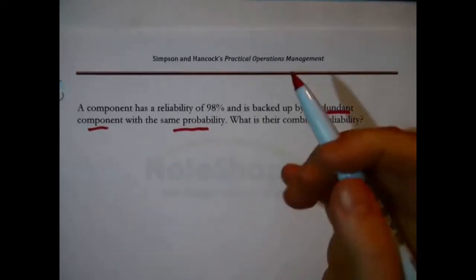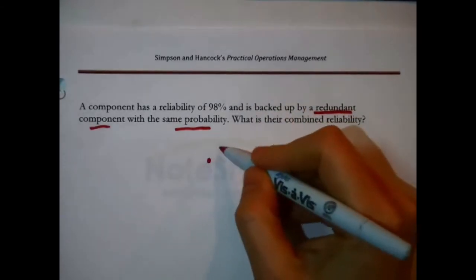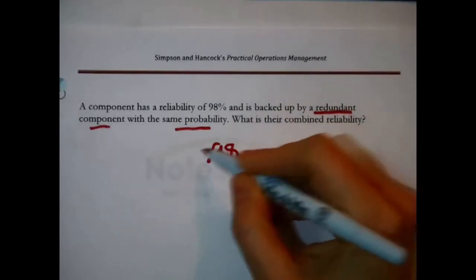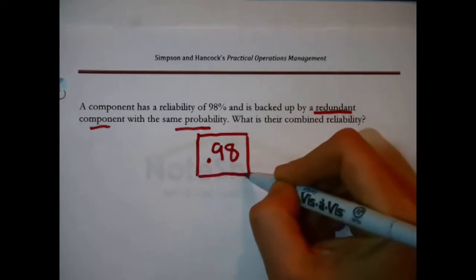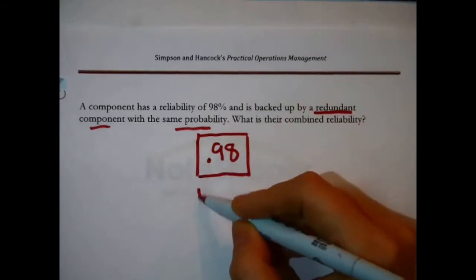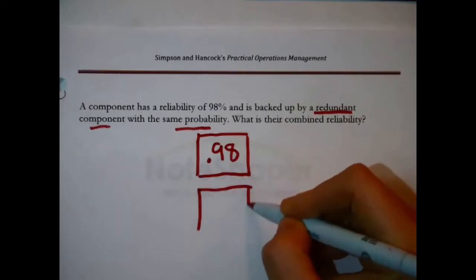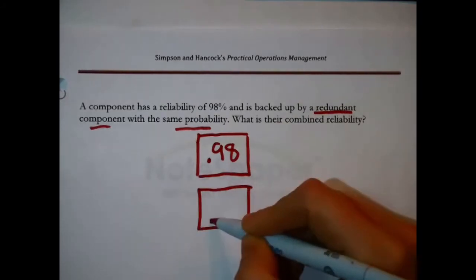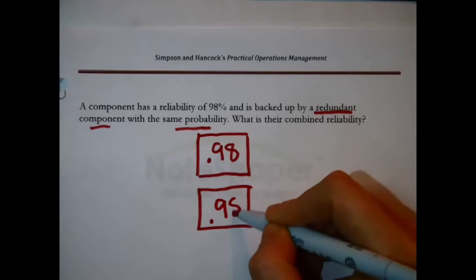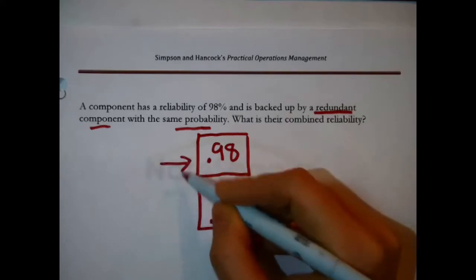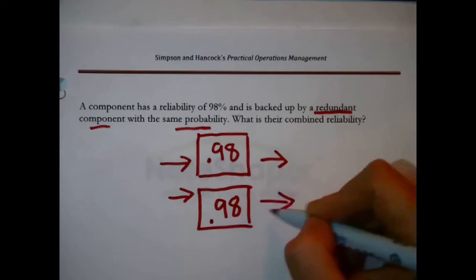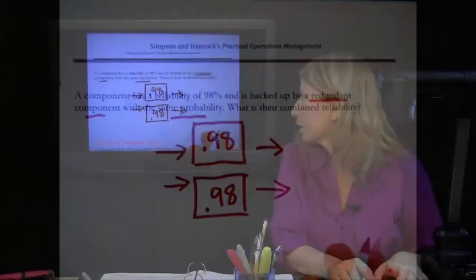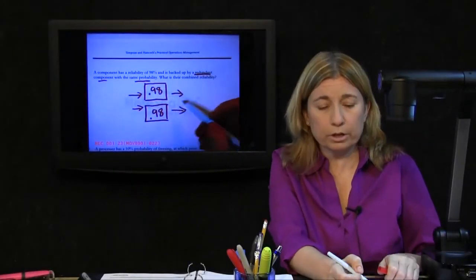I always draw these situations. All right, there's some important component, like say a processor. It works 98% of the time. If it failed to work, there is another one that would go active and take over. That's what the system looks like. Most of the time through the first one, but maybe through the second one. What is their combined reliability?